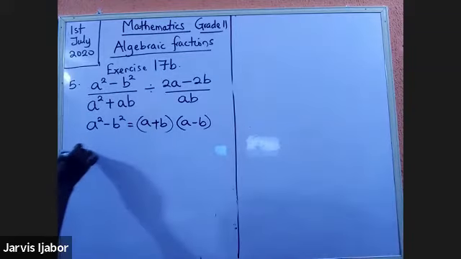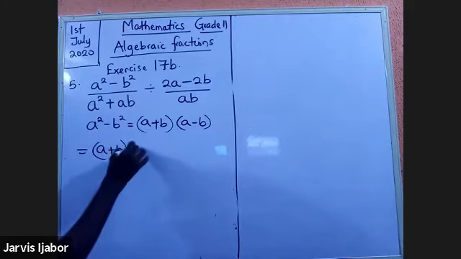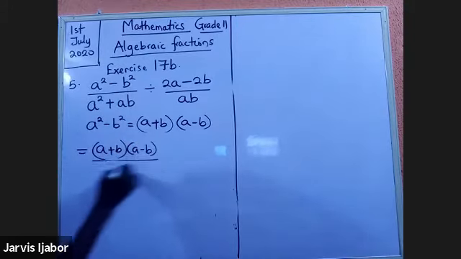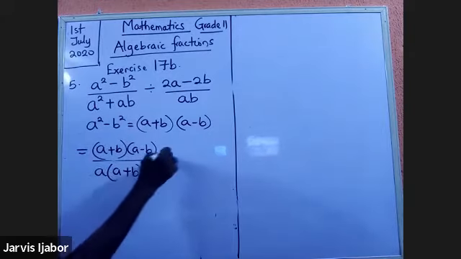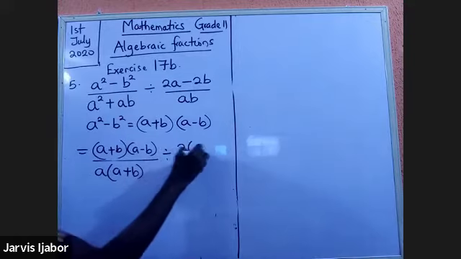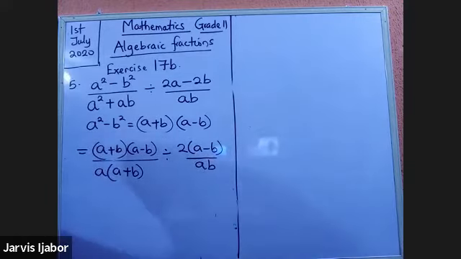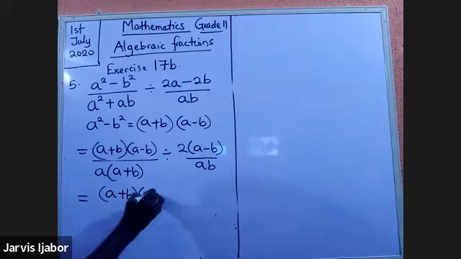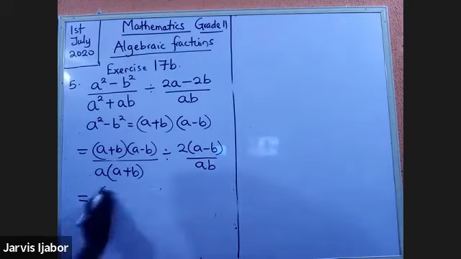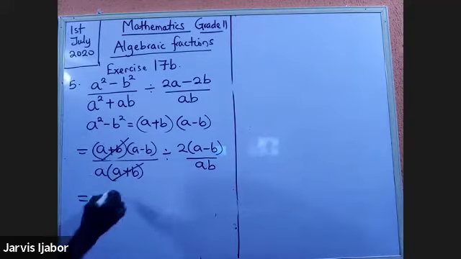We can come to this and say that this will be a plus b into a minus b divided by a into a plus b, divided by 2 into a minus b over ab. You try to factorize the things out before you proceed. At this point, you're going to have a plus b into a minus b. Okay, now watch this, please. You can cancel at this point. So you're going to have a minus b.